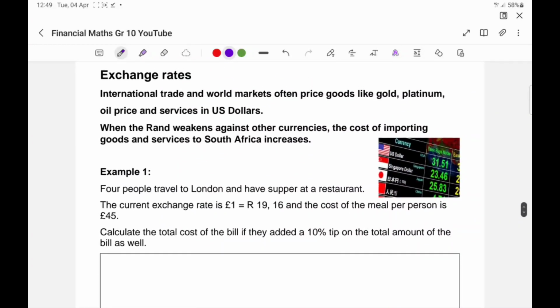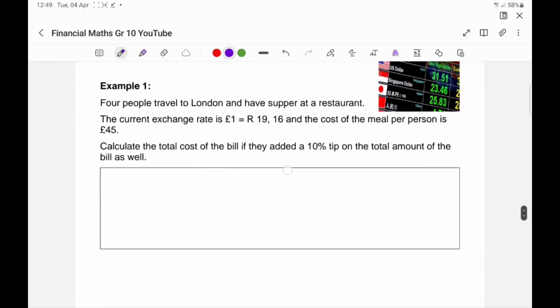Then exchange rates. I always use the pirate method. If you want, look at my ratio, rate and proportion video where I speak about the pirate method, but I'm going to show you how I do it. International trade and world markets often price goods like gold, platinum, oil and services in US dollars. When the rand weakens against other currencies, the cost of importing goods and services to South Africa increases.